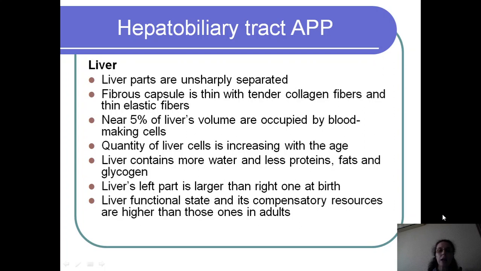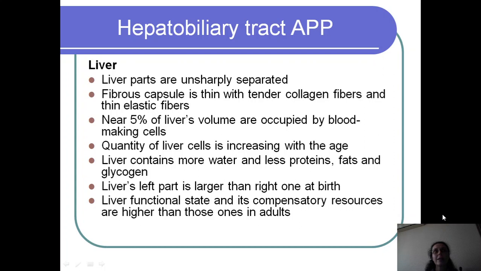Liver parts are unsharply separated. Fibrous capsule is thin with tender collagen fibers and thin elastic fibers. Near 5% of liver's volume is occupied by blood-making cells. Quantity of liver cells is increasing with age. Liver contains more water and less proteins, fats, and glycogen. Liver's left part is larger than the right one at birth. Liver functional condition and its compensatory resources are higher than those in adults.